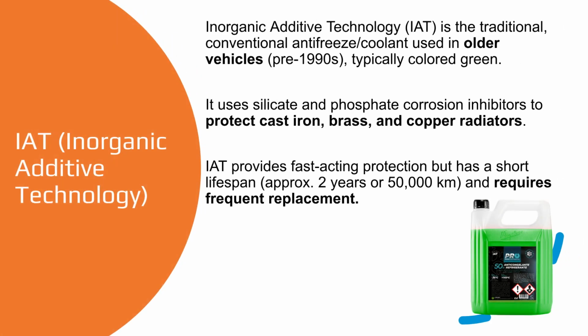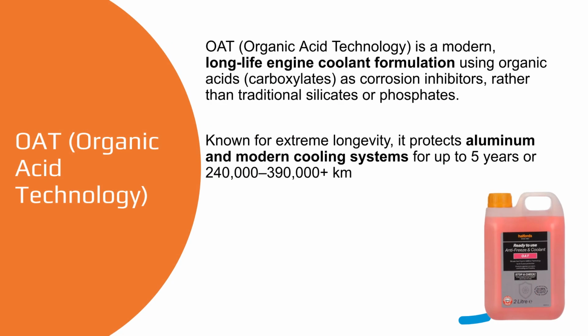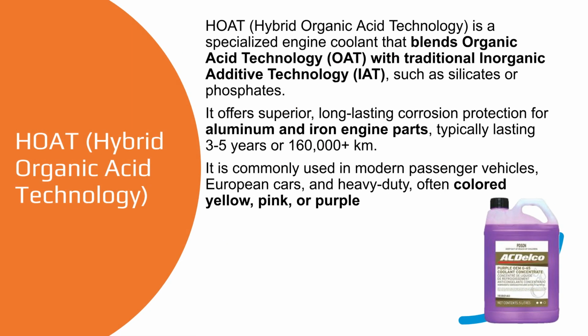IAT is the traditional coolant for older vehicles. It uses silicate and phosphate inhibitors for fast-acting protection, but requires frequent replacement. OAT is a modern, long-life coolant using organic acids instead of traditional inhibitors. It is designed to protect aluminum components in modern engines for many years. HOAT combines the benefits of both OAT and IAT technologies. It offers long-lasting corrosion protection for a variety of metal engine parts and is common in many modern vehicles.